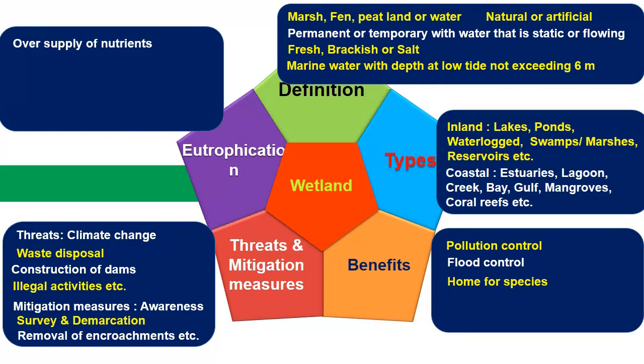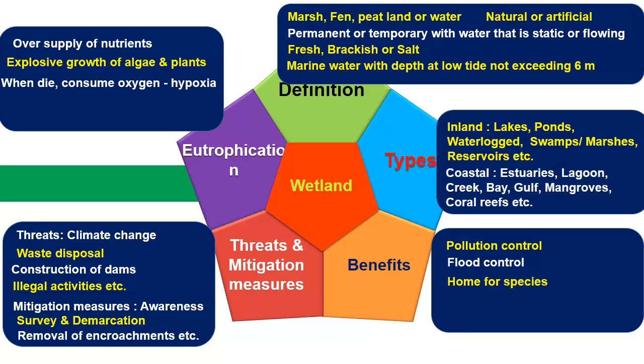What is eutrophication? This is nothing but oversupply of nutrients, then explosive growth of algae and plants. When they die, they consume oxygen. That situation is called hypoxia. Then there may be death of aquatic life because of lack of oxygen.